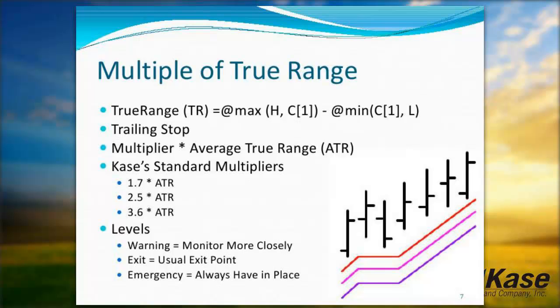Whenever she was long or short, she would always have a stop in place at the 3.6 times ATR. That way, if the market turned suddenly against her, she would get out there. The second level was an exit, where if it was hit intraday or whatever else, she might get out.